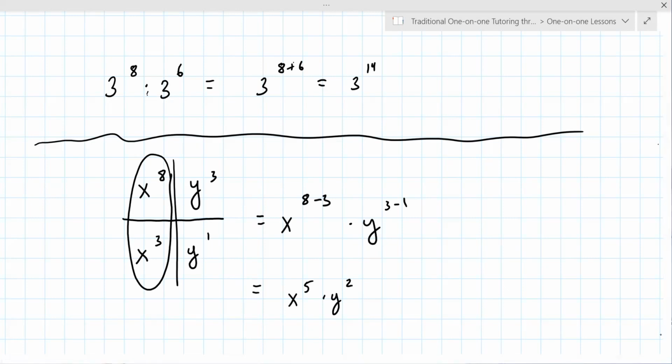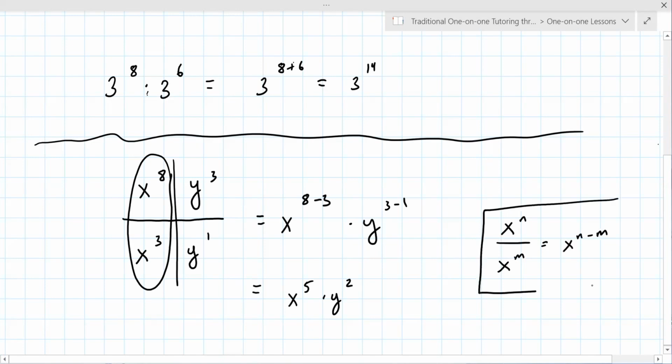Okay, so the property, actually I didn't even write that. So this is what I would put on a reference sheet if you needed one, is the actual property. Something like this: when the bases are the same and you're dividing, you subtract the exponents.